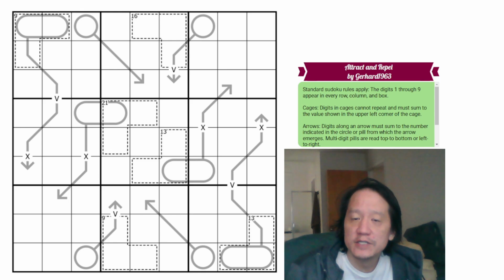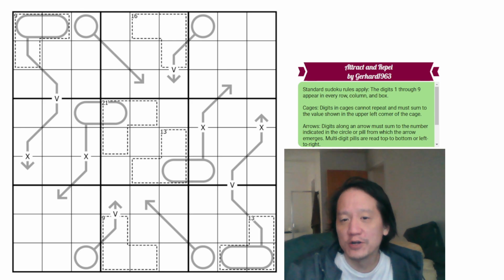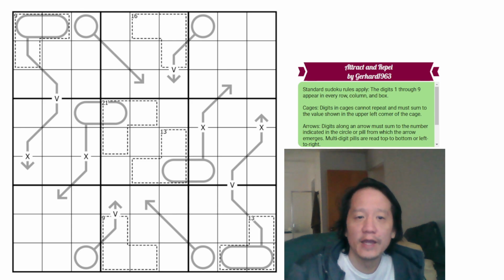Today's puzzle is a very easy puzzle and it's called Attract and Repel by one of our favorite setters, Gerhard 1963. And here are the rules. Standard Sudoku rules apply, which means the digits 1 through 9 appear in every row, column, and box.